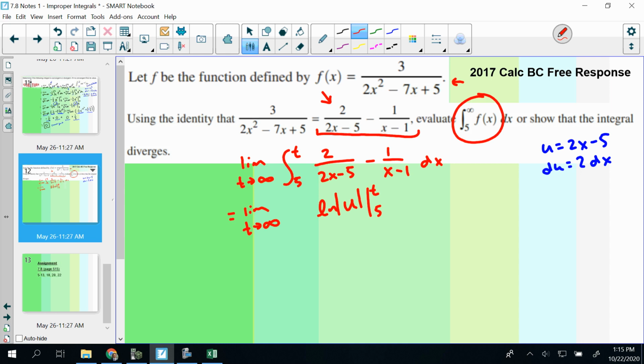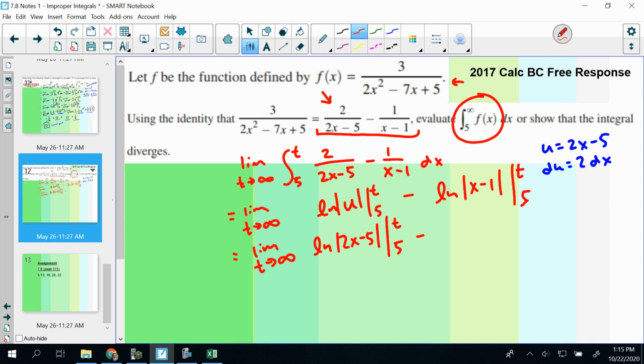Second one, very similar here. This is also going to be a natural log of x minus 1. That one's easier to see because the derivative is just 1, evaluated at t and 5. Let's substitute back in on that one. So we got the limit as t goes to infinity of natural log of 2x minus 5, evaluated at t and 5. And we get this other one.